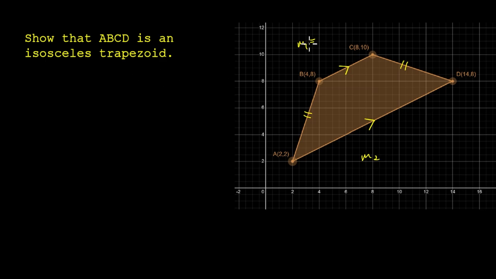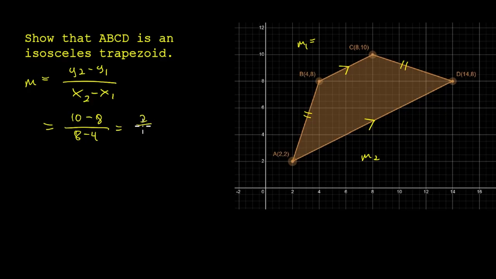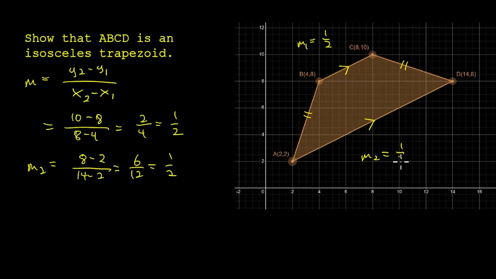So the way we're going to do this is we're first going to calculate M1 right here and M2 down there. So M1 up here, as you know, the slope is y2 minus y1 over x2 minus x1, which here is 10 minus 8 over 8 minus 4, which is then 2 over 4, which is then 1/2. So M1 is 1/2. Now we're going to calculate M2. M2 equals 8 minus 2 over 14 minus 2, which is then 6 over 12, which is 1/2. So M2 is also 1/2.